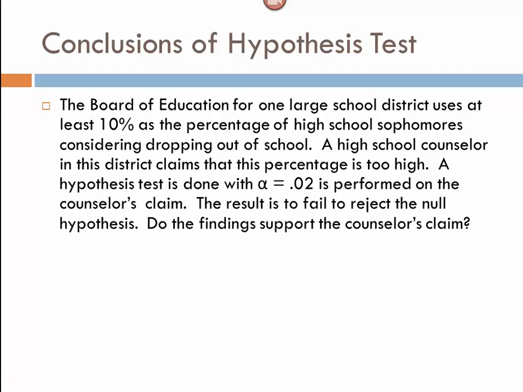See if you can come up with the alternative and the null, and then ask yourself, do the findings support the counselor's claim? Hit pause. In this case, the null is that P, the population parameter, is 10%. And our counselor believes that it's less than that. He believes that that percentage is too high, so he believes that P is less than 10%.